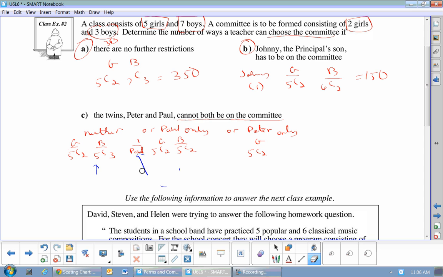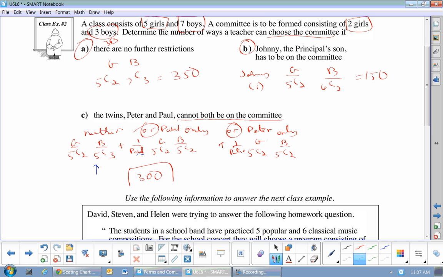And the next one, we have 1 Peter, and the boys would be again 5 C2. And we would add these together because it's OR. And you'll get the answer, 300.